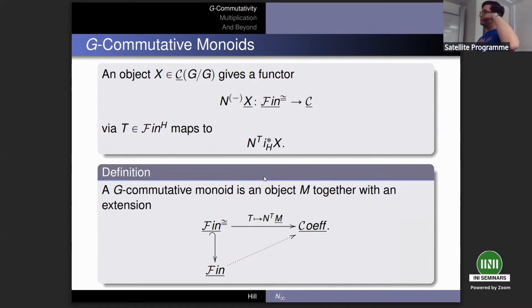All right. So now, once I have a G symmetrical category, then an object at the G mod G level, so an object at the fixed points, gives me, well, first it gives me sort of a diagram of objects, one at each level.